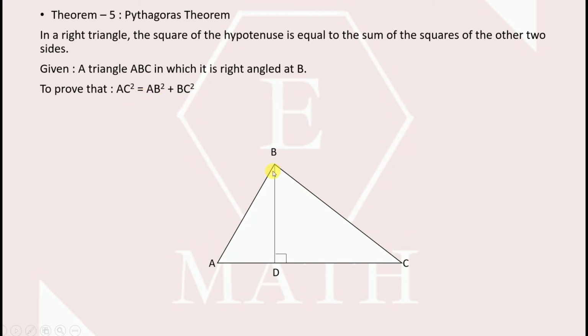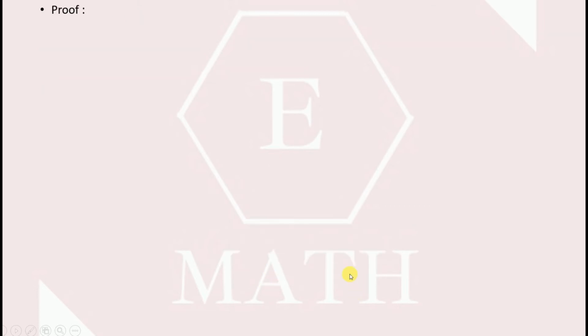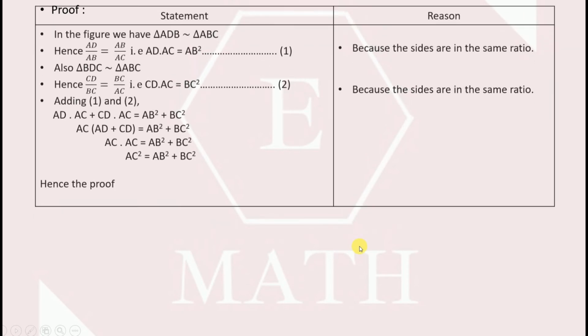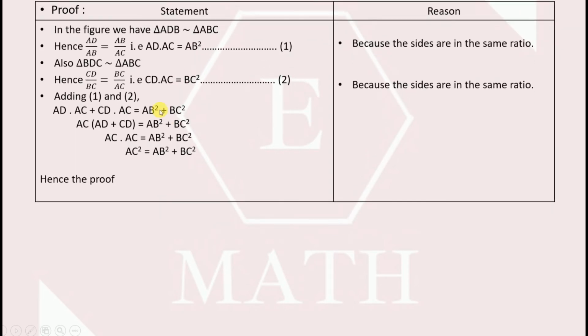So we need to prove that AC square equals AB square plus BC square. If you keep this B as the right angle, then AC will be its longest side. So the longest side square is equal to the sum of squares on the other two sides, that is AC square is equal to AB square plus BC square. Then for the construction, we just have to draw a perpendicular line, that is BD, which is perpendicular to AC. Now let's see how we prove this theorem.